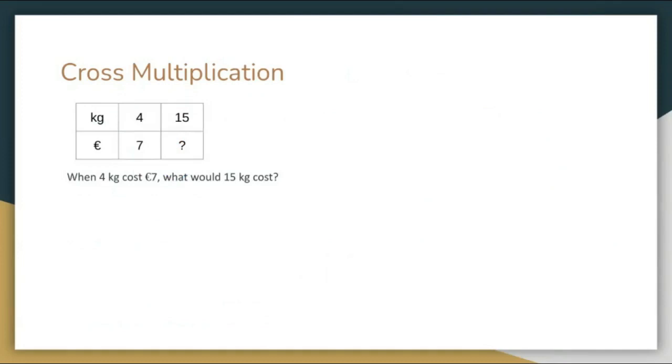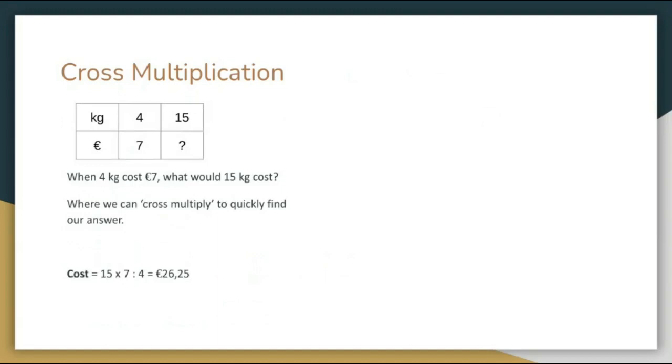4 kilograms cost 7 euros. So, what does 15 kilograms cost? We know that 4 times this particular number must be equal to 7 times 15. As 7 times 15 is 105, we must find a particular number that multiplied with 4 is 105. So we divide 105 by 4 and receive 26 euros and 25 cents. To do this in one go, we find the cross product and directly divide it by the remaining number. So 15 times 7 divided by 4, which is 26.25.